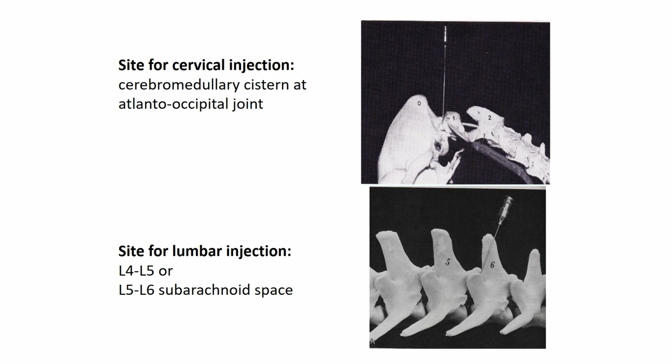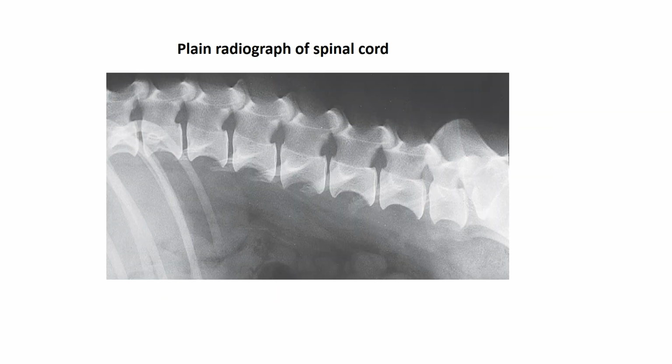Afterward, you have to inject the contrast agent. For the lumbar injection or lumbar myelography, you should use the lumbosacral space, or the L5-L6 space, or the L4-L5 space. Again, you have to inject the contrast agent in the subarachnoid space.